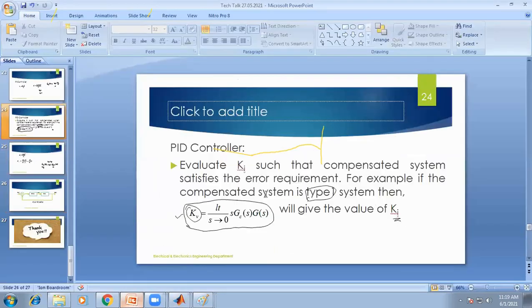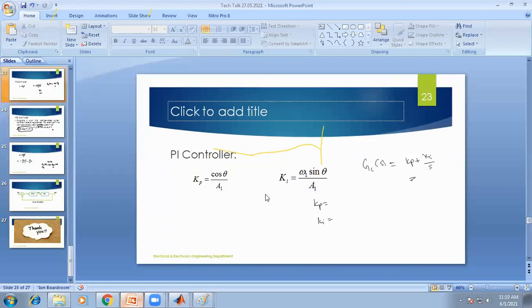So the final conclusion: the PID controller parameters tuning may be in time domain or frequency domain. So we can design the Kp, Ki, Kd values with certain procedures. Okay, so that is the main objective of this session. I hope everybody understood what I'm telling. If any doubt, you can ask.